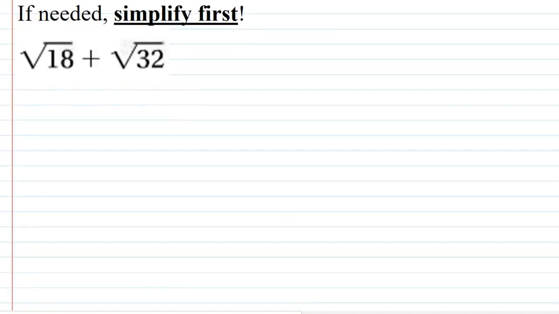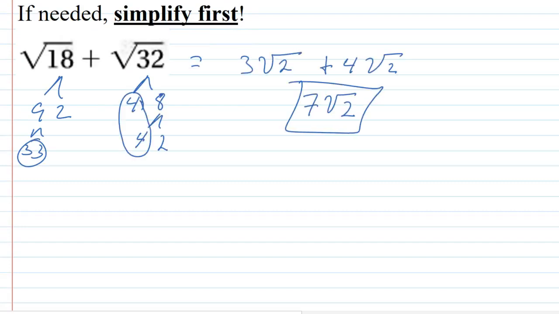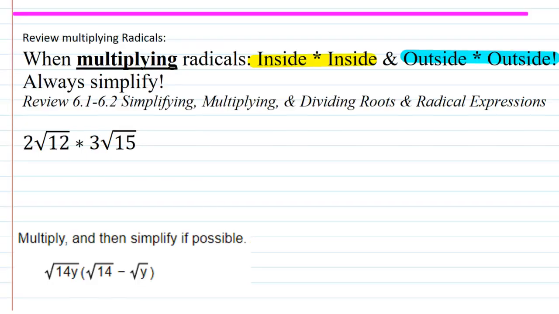Again, simplify first. Pause the video and see if you can get this one on your own. And this should give you 7 square root of 2. Remember, when multiplying radicals, you multiply the inside times the inside and the outside times the outside. If you need to review this, check our last video lesson, Simplifying, Multiplying, and Dividing Radical Expressions.